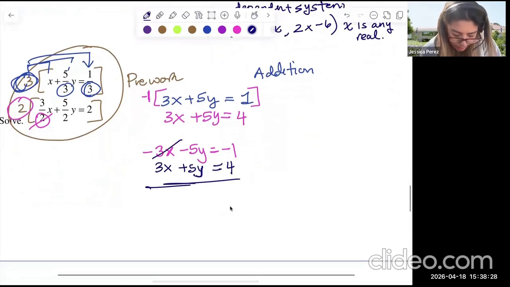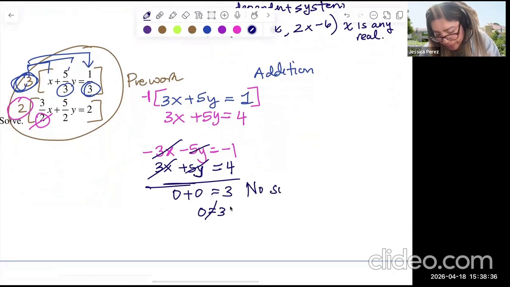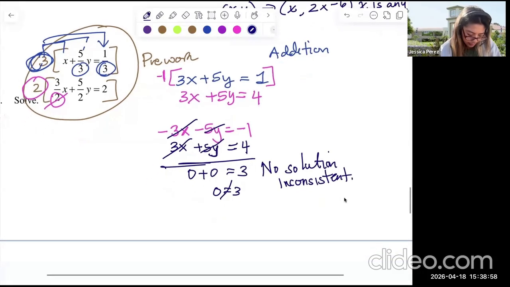And then I combine them, and then notice how this zeroes out. 0 plus 0 equal 3. Does 0 equal 3? No. So this is no solution, which is called an inconsistent system. The system is inconsistent. So it's an inconsistent system. There's no solution, and that's all you can do. So once you find something that does not match, then automatically you do not have a solution.